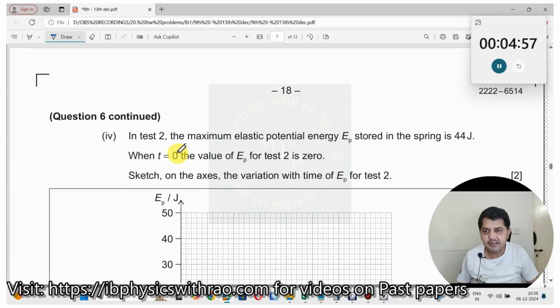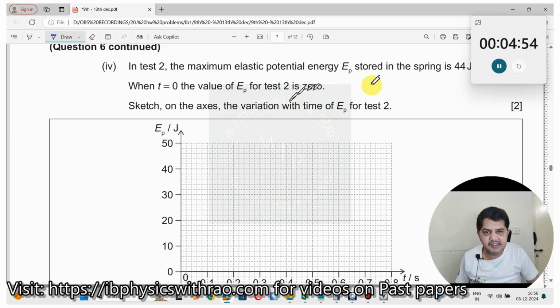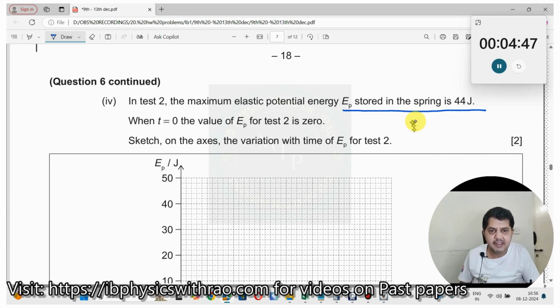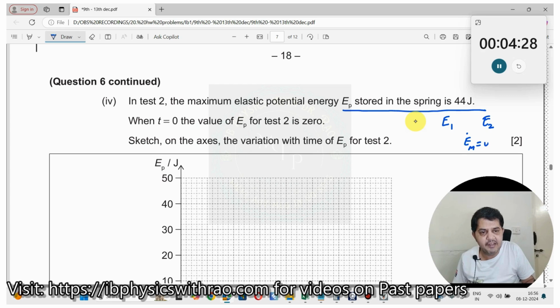The next, in test 2, the maximum elastic potential energy stored in the spring is 44 joules. Where do we get maximum elastic potential energy? You get maximum elastic potential energy only at the extremes, E1 and E2, because at the mean position, kinetic energy would be more and potential energy is lesser. So therefore at t equal to 0, the value of the potential energy for test 2 is 0. Sketch on the axis the variation with time of EP for test 2.